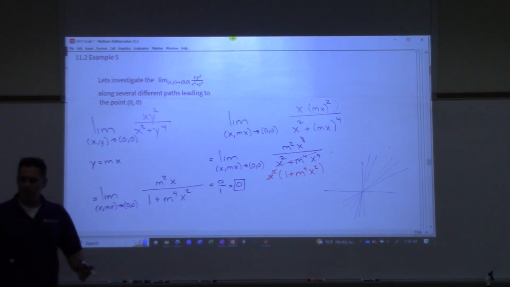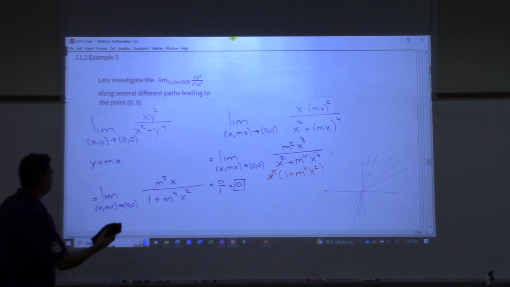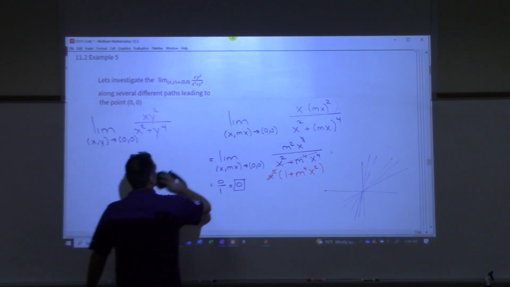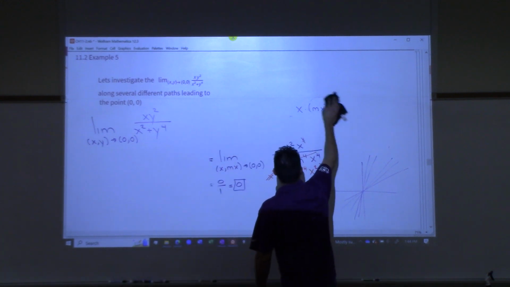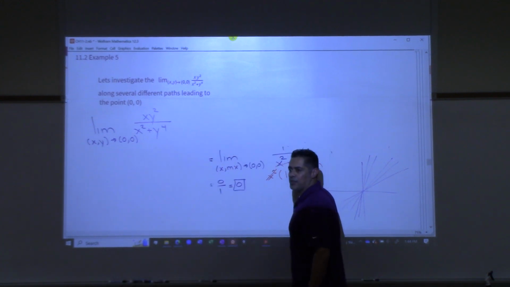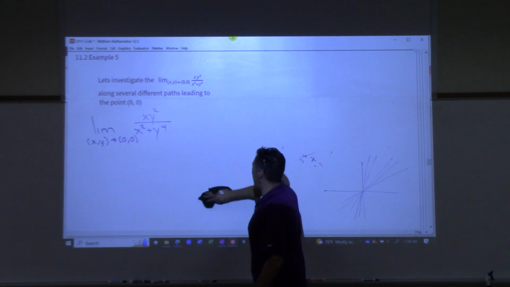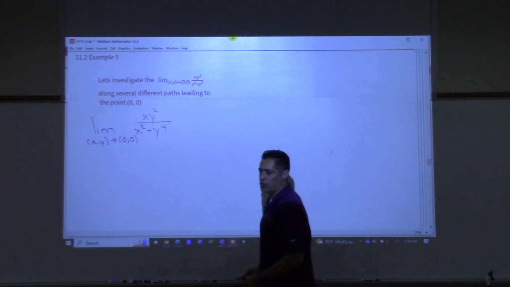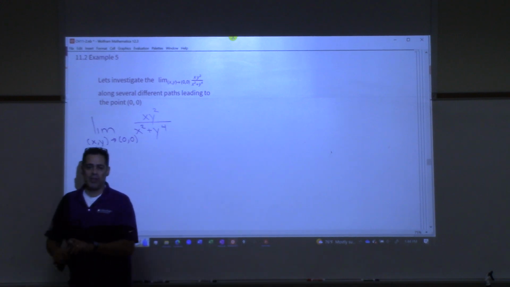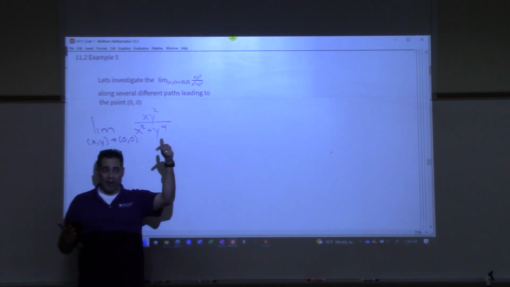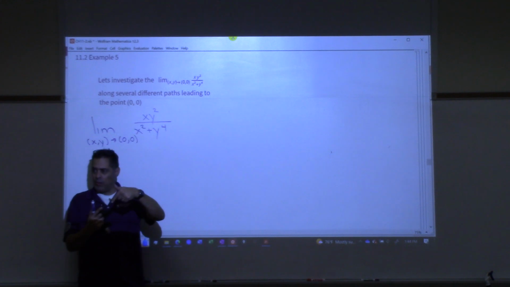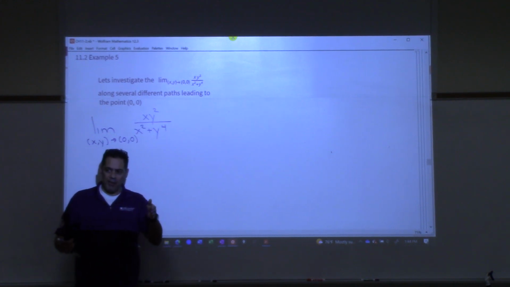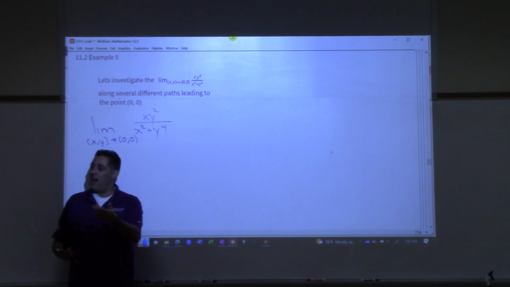Okay, yes? That good? Yeah, go ahead. So the three possibilities that you should always check are the x, the y, and then the mx. Yeah, that would be a good starting place. Check the x-axis, check the y-axis, and then if that doesn't work, try mx. If you do that, then you've checked every straight line path to the origin. You've checked them all. If you get the same answer for each one, then we've got to try a different path that's non-linear.